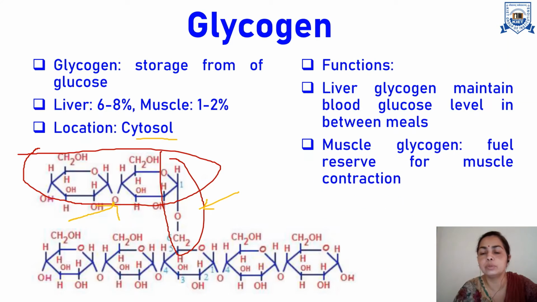Then next, what are the important functions associated with glycogen? It has two important functions. Liver glycogen is important to maintain the blood glucose level in between meals, and secondly, muscle glycogen is important for the contraction of muscles, as it provides fuel for that purpose.